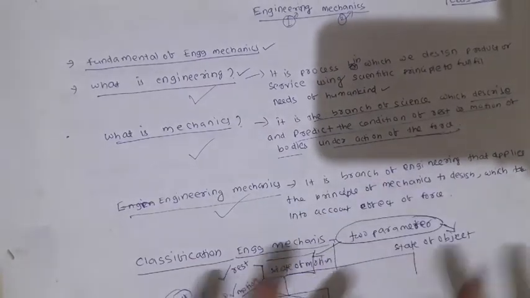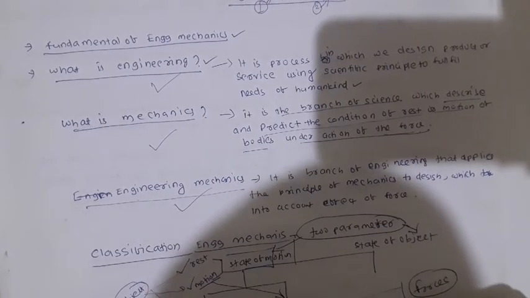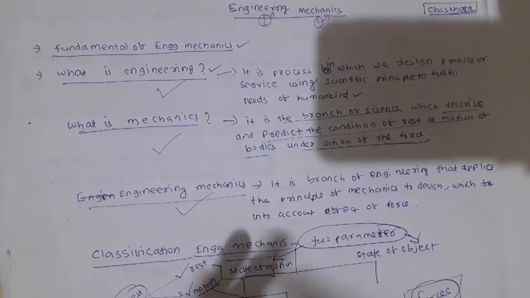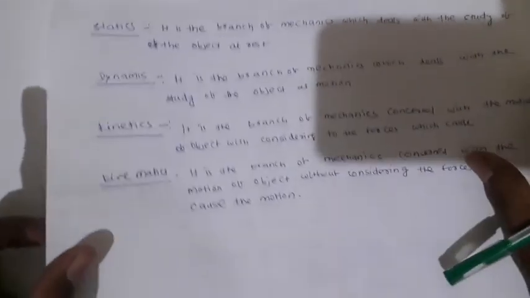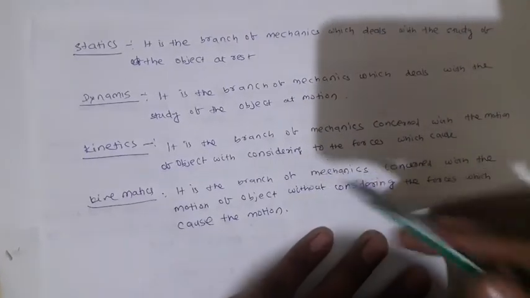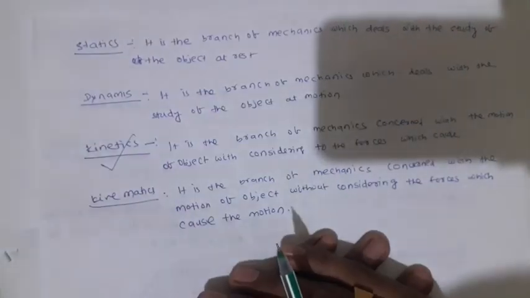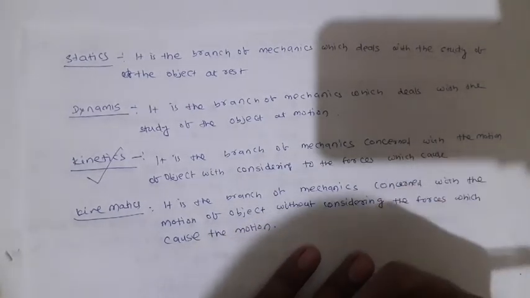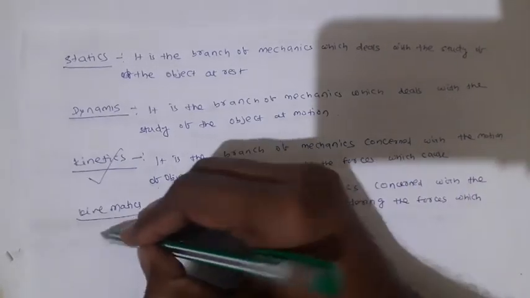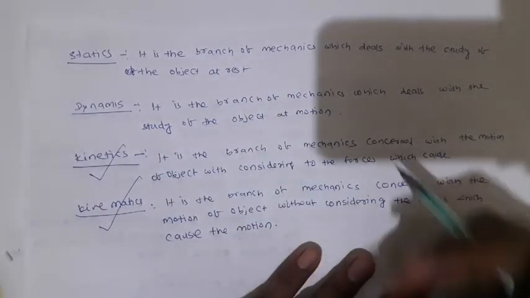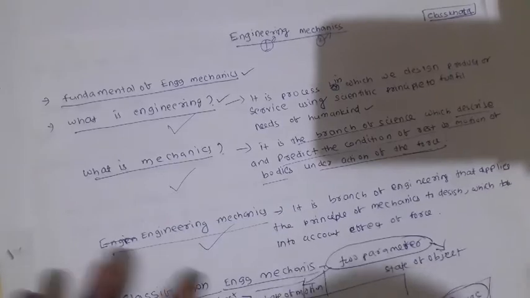So here the dynamics is divided on the basis of the parameter force. When an object is in motion, if we consider the force which is causing the motion, then that branch of mechanics is known as kinetics. And when we do not consider the force, then it is called kinematics.